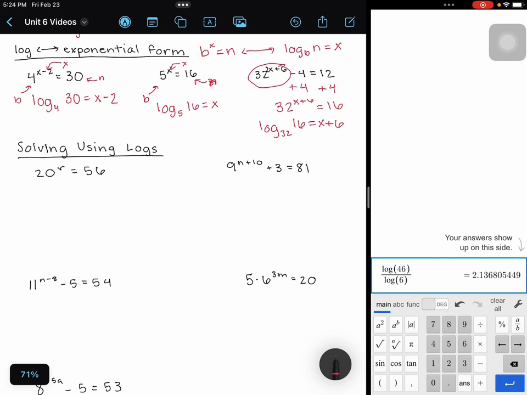So first thing we need to do is isolate the exponential. So in each of these, I'm going to circle the exponential part so you kind of know what we're looking for.